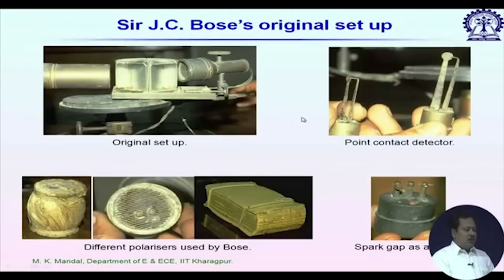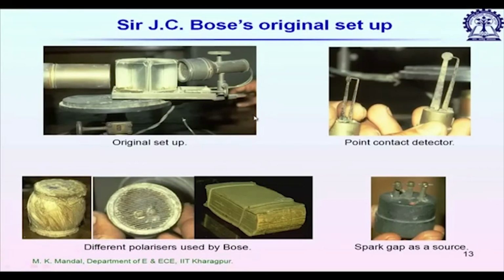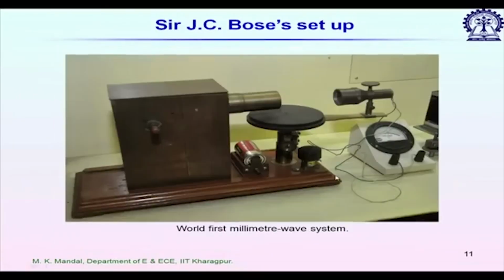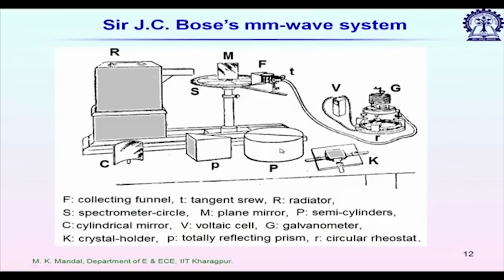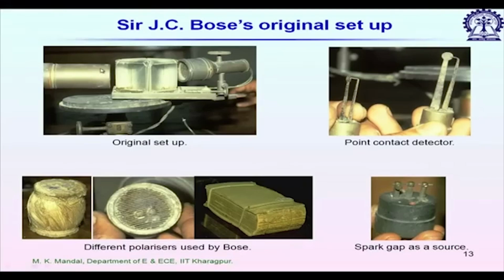In this slide you can see the different components used by Professor J.C. Bose. The bottom right corner shows the spark gap. We have two gaps between these two pins. High voltage is applied between these two pins, which generates sparks. Sparks contain a wide electromagnetic spectrum, starting from optical wave to RF. He used the millimeter wave frequency range. He placed this spark gap inside this box, and you can see the transmitting part here.